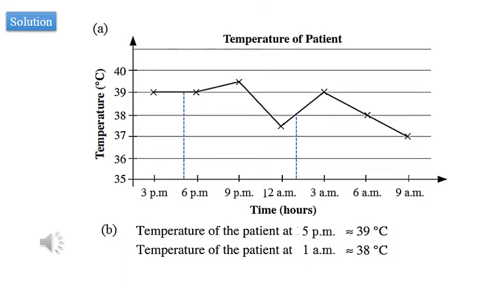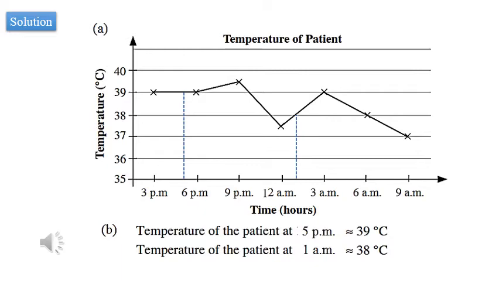Now draw all the points on the graph paper. Our first point is at 3 p.m., the temperature is 39 degrees Celsius. So this is our first point. At 6 p.m. temperature is 39. This is our second point. And third point is at 9 p.m., temperature is 39.5. Similarly, draw all the points of the data given in the table.